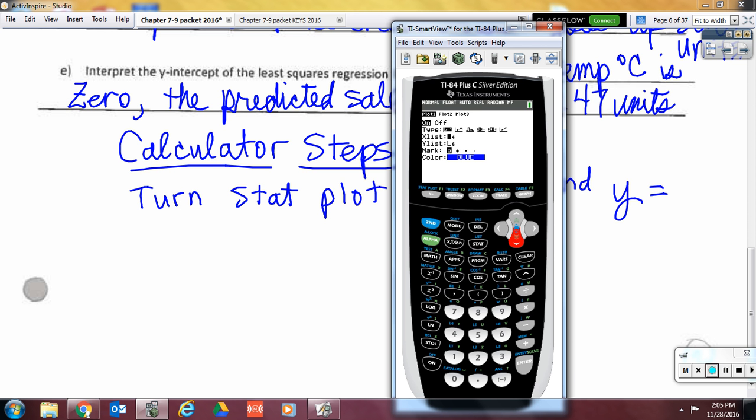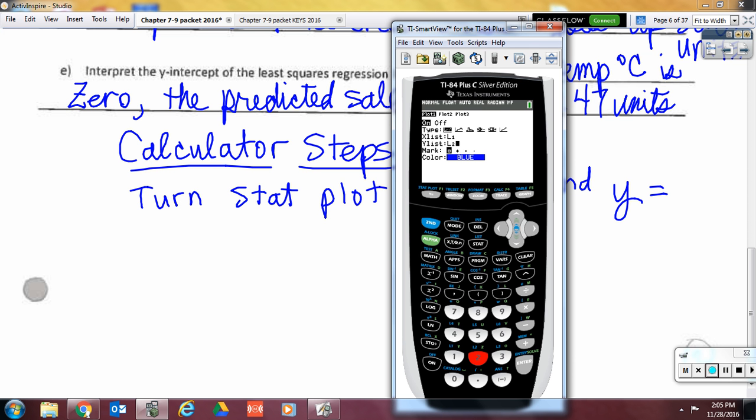My X list is L4. So here's how simple it is to fix it. I'm down here with my blinking cursor on the X list, and I want list 1 instead. I push the second button and number 1, and it turns the X list into L1. I want to turn the Y list into L2 because that's where I put my Y data. So I hit second 2. There we go. Now you might already have that, so you're ready to go.